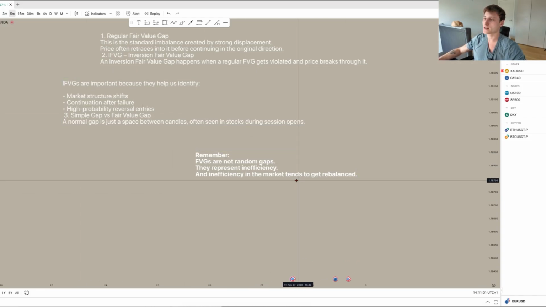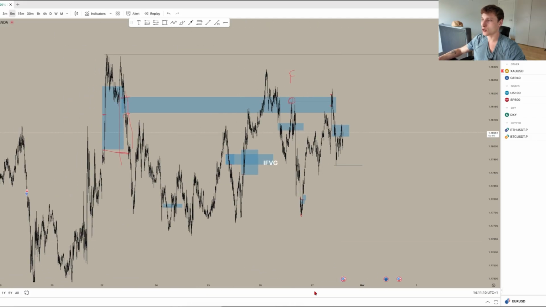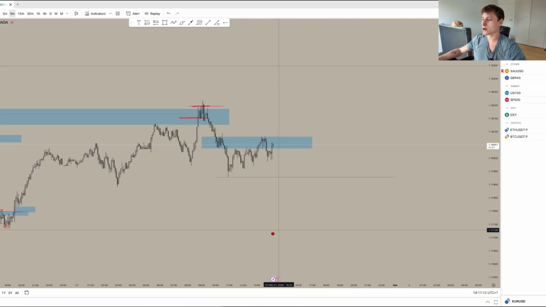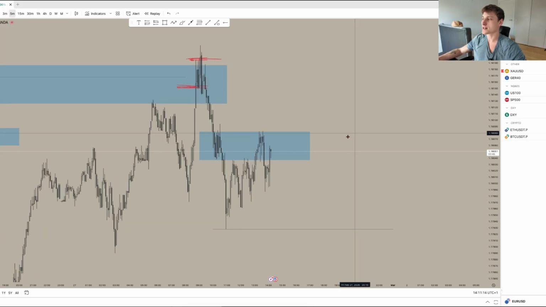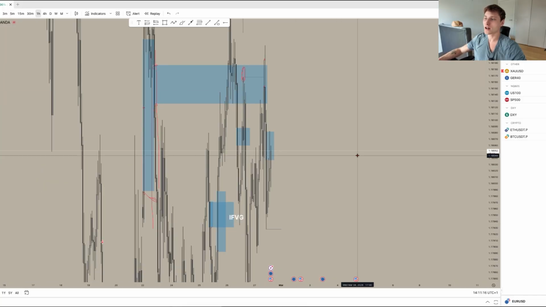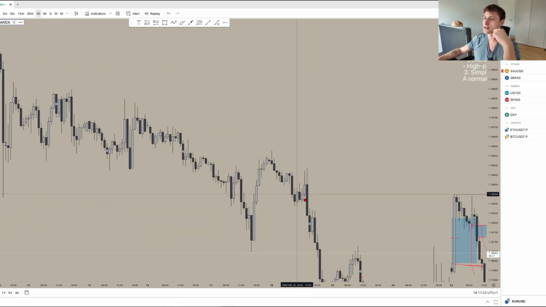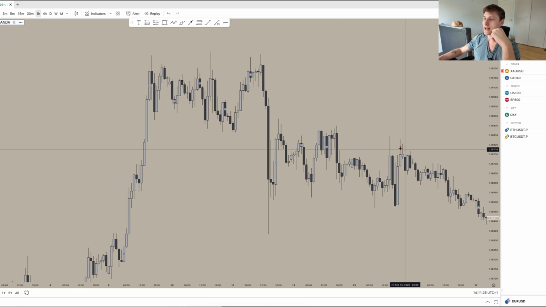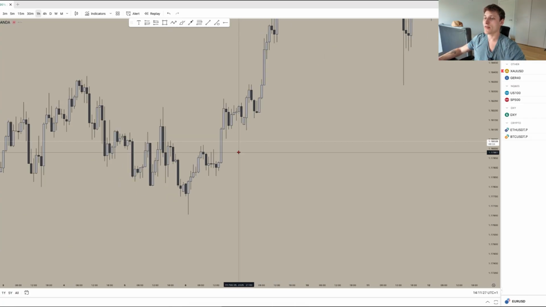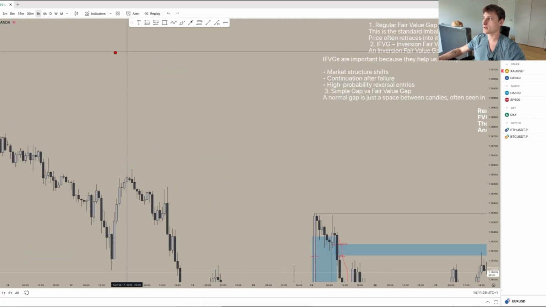So remember, FVGs are not random gaps, they represent inefficiency, and inefficiency in the market tends to get rebalanced. Not always 100%, but 99% of the time these fair value gaps are not liked by the market, and they should be rebalanced. What I mean by rebalance is that the price usually gives us the entry when it hits some sort of fair value gap.